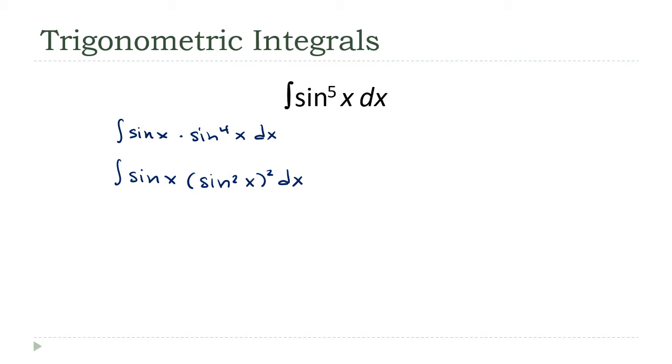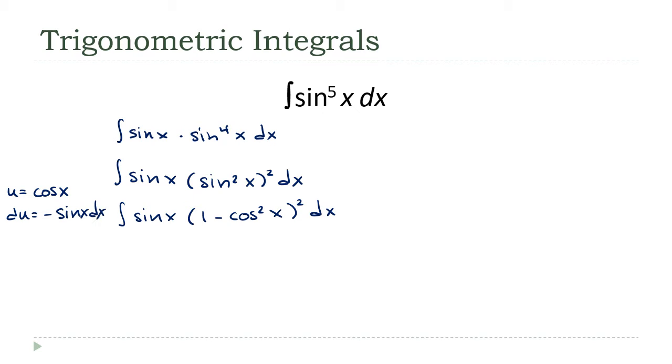Okay, but sine squared, that's 1 minus cosine squared. You'll see why I want to make that substitution in just a second. I'm going to make this the integral of the sine of x times 1 minus cosine squared x squared dx. Now here comes the calculus oriented substitution. I'm going to let u equal the cosine of x. All right, so that means du equals negative sine of x dx.